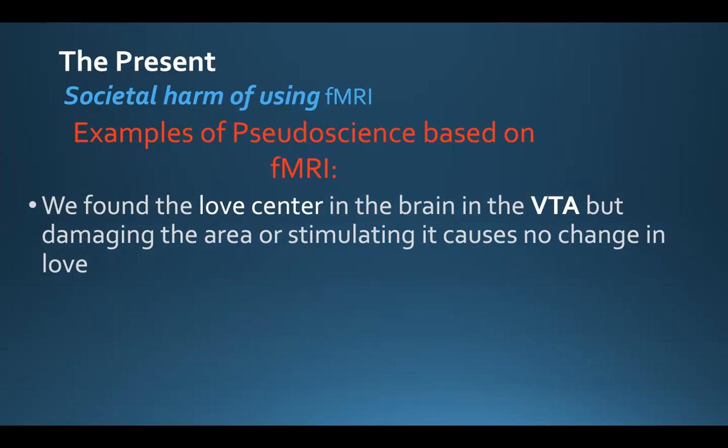So it should be the same with the love center. But no, there are hundreds of thousands, not millions, of people who had strokes that damaged the VTA. How many of them lost love for the family? Have you ever heard of anyone having a stroke that caused him to lose love for his wife or his children, his family? No. How could that be?